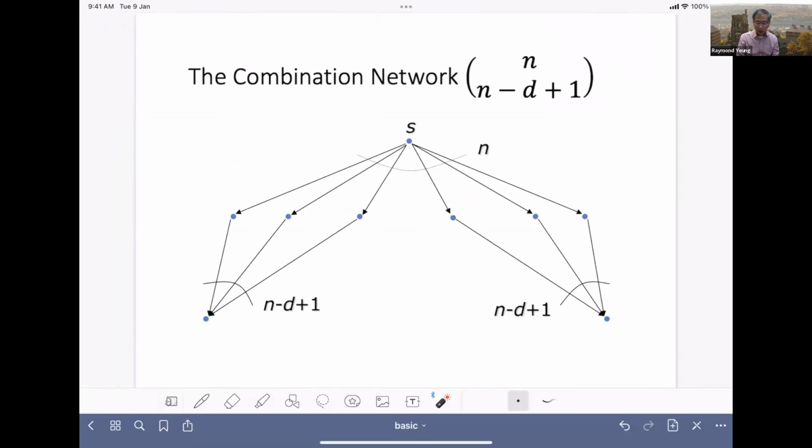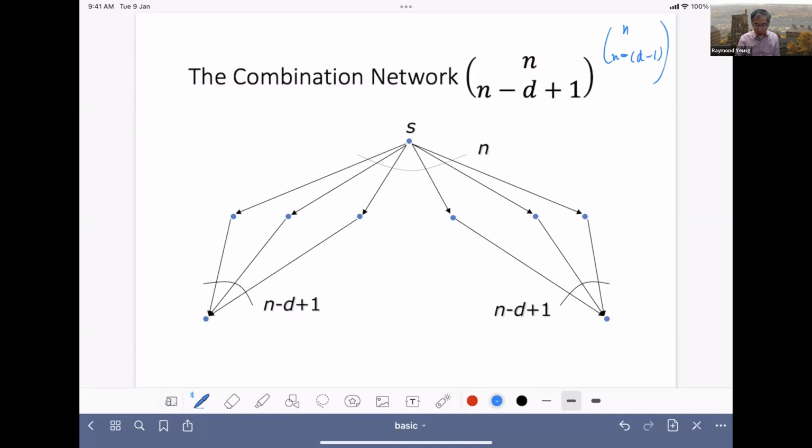Okay, so here from the source node, there are n output channels, and then they are each connected to a node in the mid level. Okay. And then down here, there are n choose n minus d plus 1 nodes. So n choose n minus d plus 1 precisely is this. So I mentioned that for a code with minimum distance equal to d, it can correct d-1 erasures.